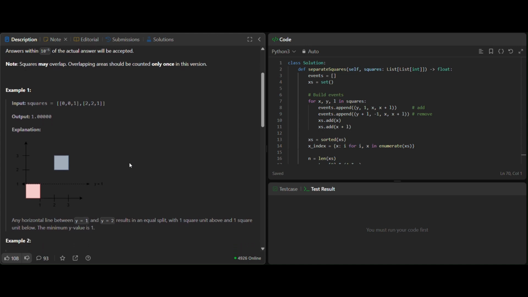Key point 2: sweep line for union area. To compute union area correctly, overlaps must be merged. This requires a sweep line plus segment tree. This is the critical difference from Separate Squares I.